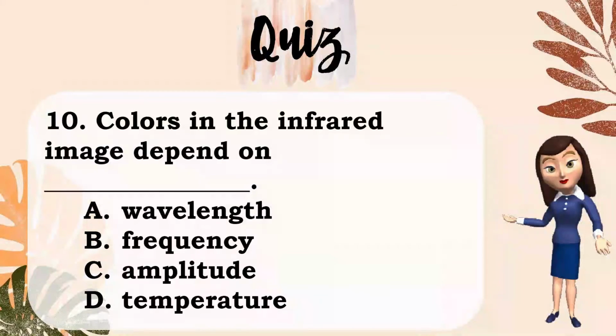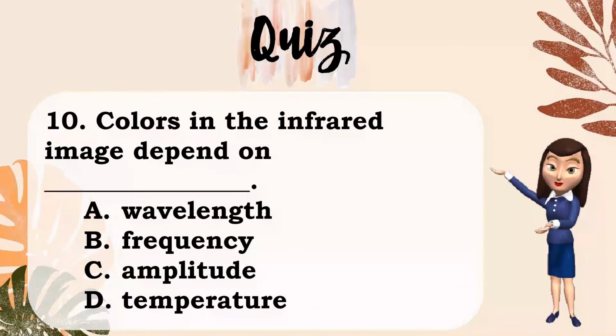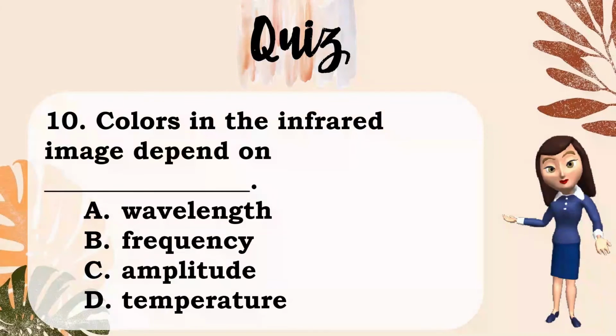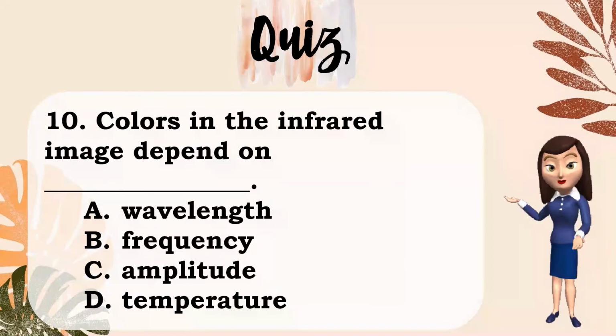10. Colors in the infrared image depend on A. Wavelength. B. Frequency. C. Amplitude. D. Temperature.